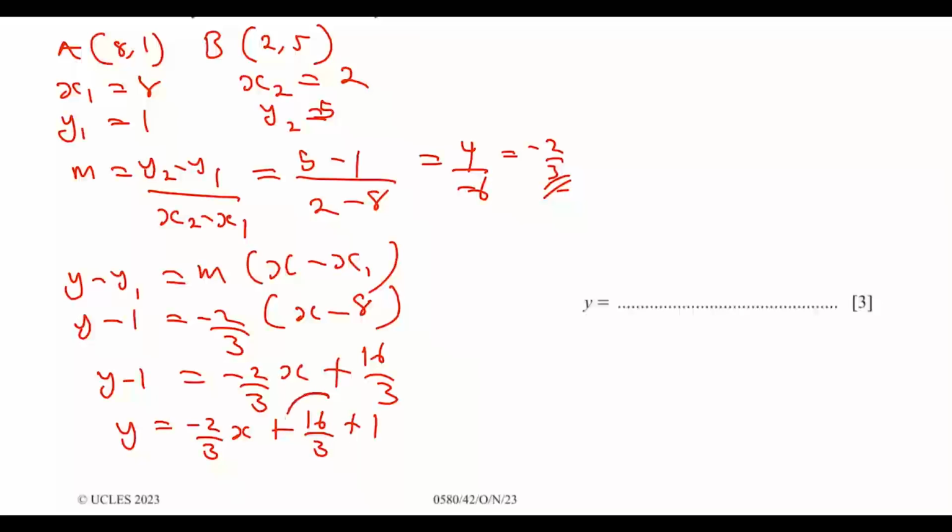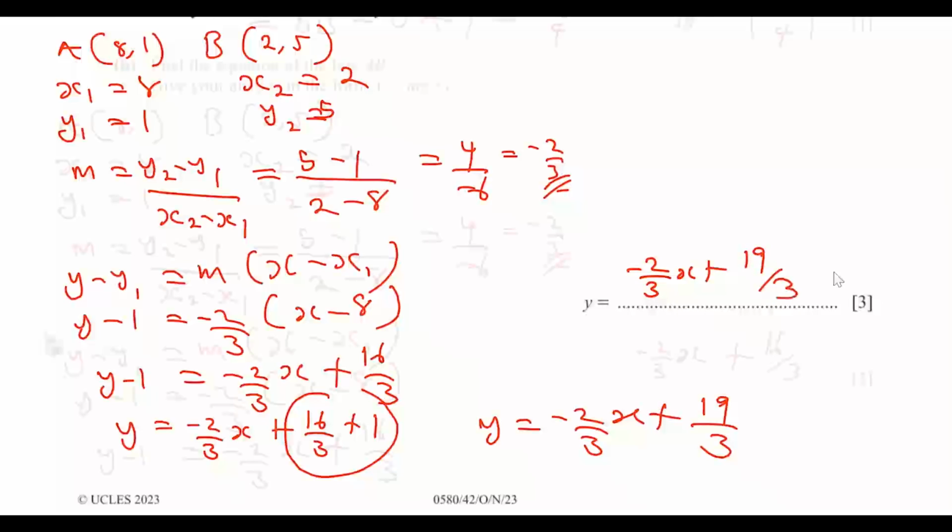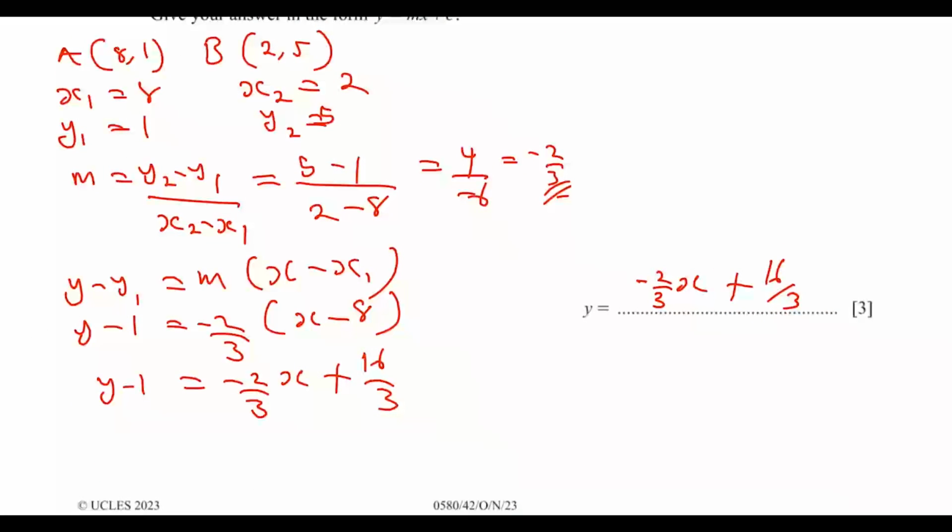So if you add these two together, you will get 19 over 3. So that means y will be equal to minus 2 over 3x plus 19 over 3. So that will be the equation. So y equals minus 2 over 3x plus 19 over 3. So let's go to the next question.